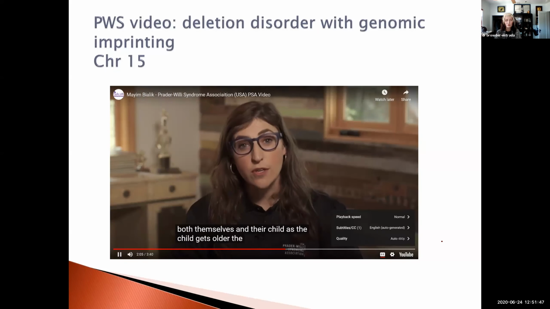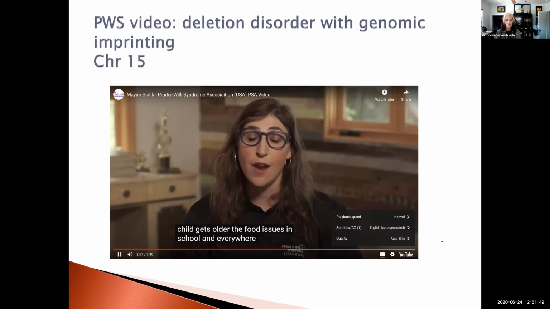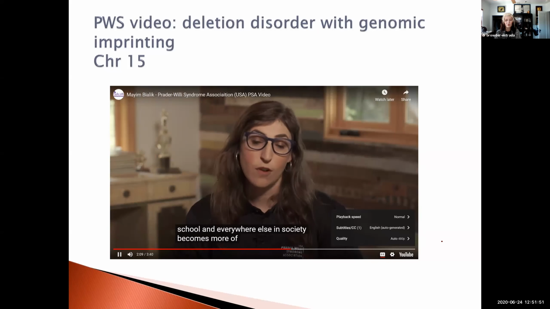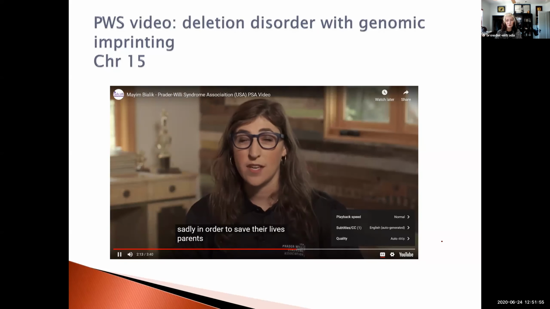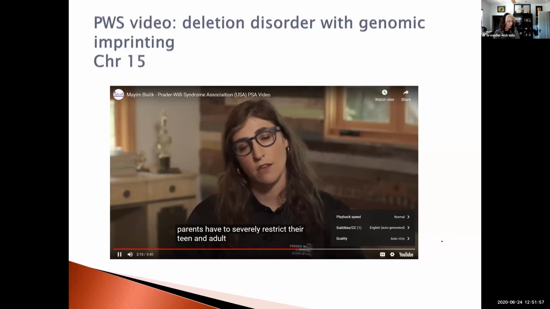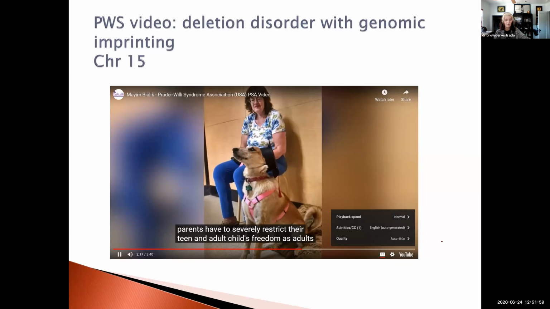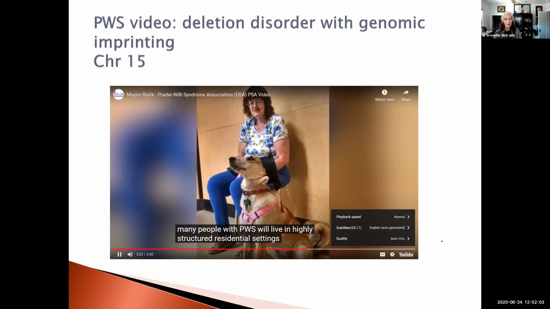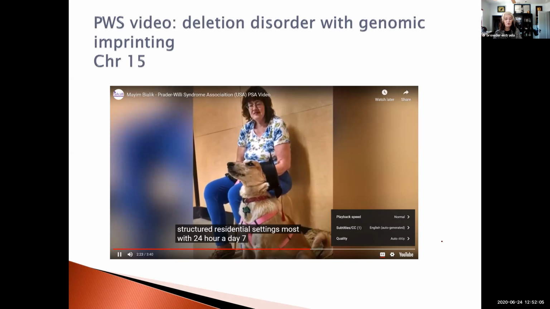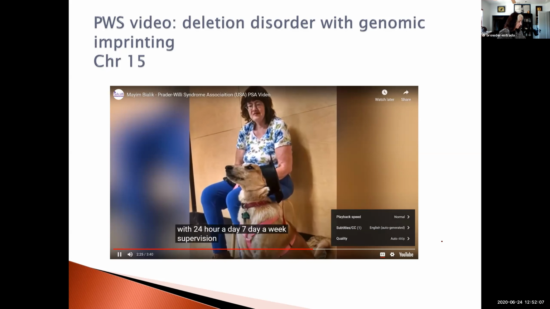As the child gets older, the food issues in school and everywhere else in society becomes more of a challenge. Sadly, in order to save their lives, parents have to severely restrict their teen and adult child's freedom. As adults, many people with PWS will live in highly structured residential settings, most with 24-hour-a-day, 7-day-a-week supervision.